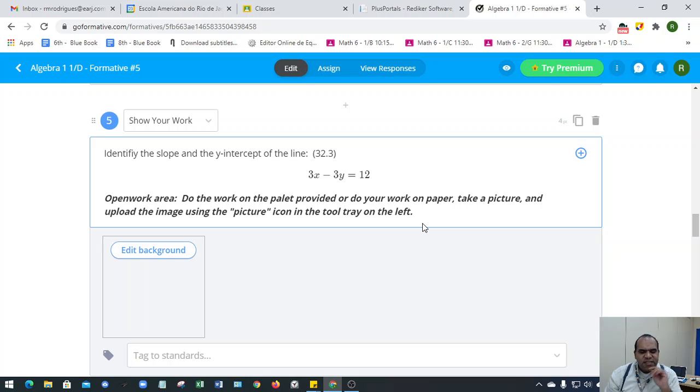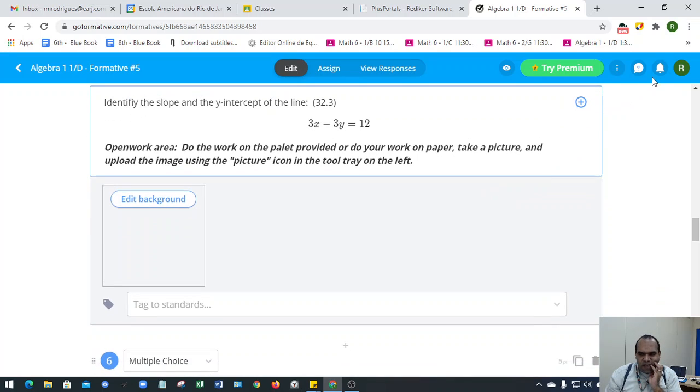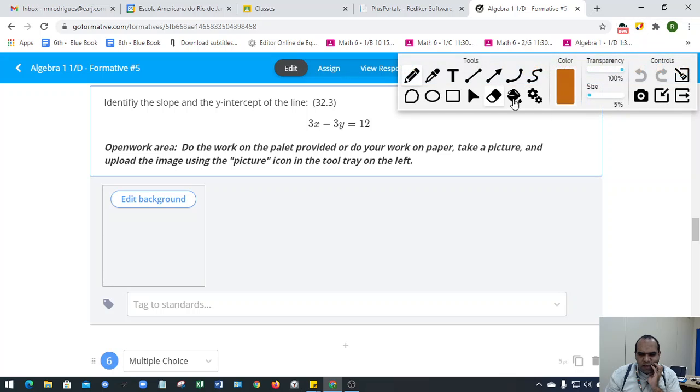Number 5. Identify the slope and the y-intercept of the line. Great, guys. We did this already. It's pretty simple again. How do I solve it? First, here it's in standard form. In standard form, x and y are mixed together, sometimes I have the constant, sometimes not. But I need to solve for y. Let me write first here, 3x minus 3y equals 12.